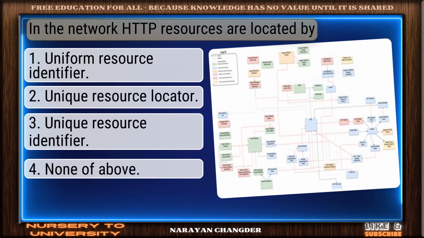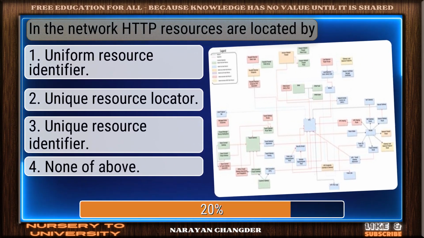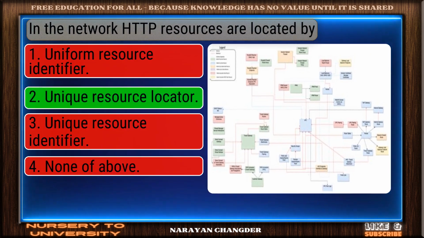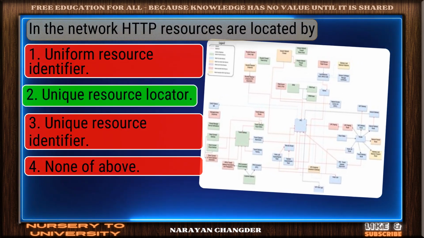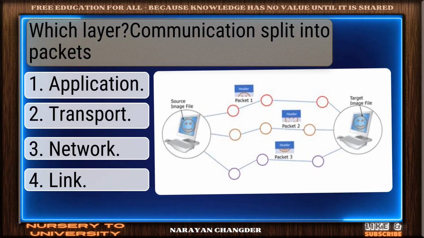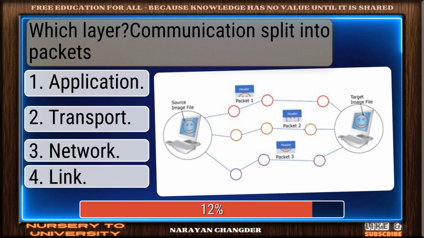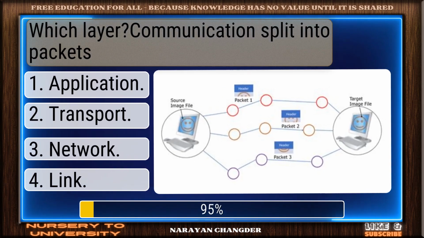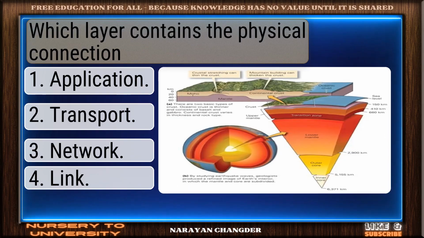Question number 42. In the network, HTTP resources are located by. You got it. Your choice, uniform resource locator, is right. Question number 43. Which layer? Communication split into packets. Right choice. Transport is the best answer.